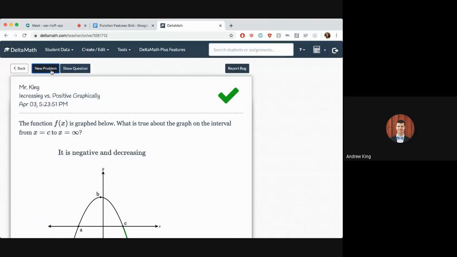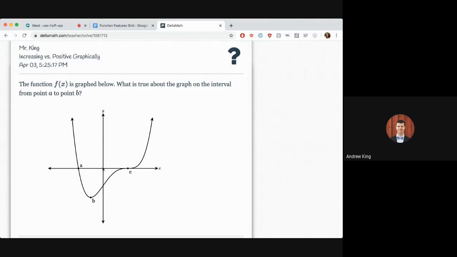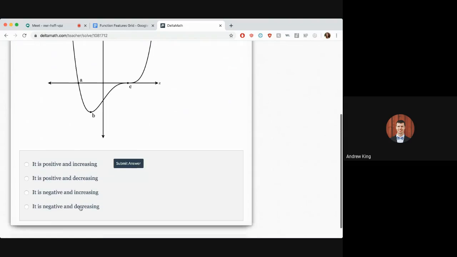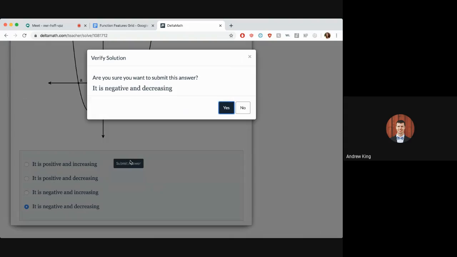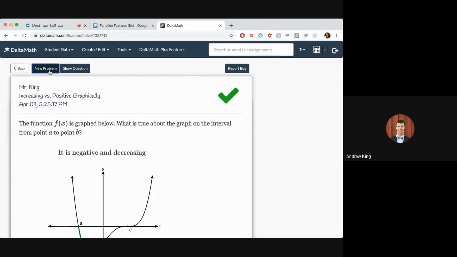Let's try another one. Okay, from point A to point B. Here's my graph. I'm just concerned about the region from point A to point B. That's right in here. From point A to point B, it's below the x-axis, so it's negative, and it's decreasing, right? It's going down. So it's negative and it's decreasing again. You might be asking yourself, well, wait a minute, is it even possible to be negative and increasing, or is it possible to be positive and decreasing? Let's see if we can find one of those.